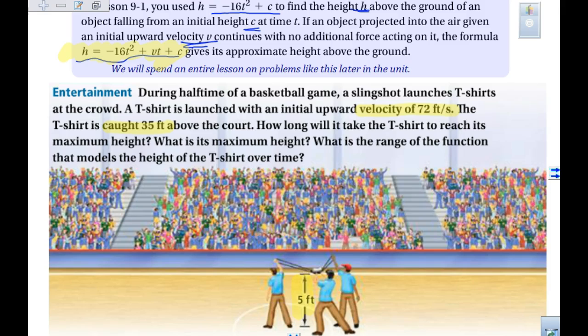So when we look at this problem, they're launching it, right? And it's going up in the air. Any of you ever been where they're launching t-shirts? It doesn't usually go in a pretty straight trajectory. It usually kind of goes up and comes down. That's the shape of our parabola. Where is it starting? They're starting it at 5 feet. It's going up. We know the velocity is 72 feet per second, and it's going to be caught at 35. And the question they ask is, what's the maximum height? If you're going to find the maximum height, that's the what of our vertex? The maximum height. That's one of our vertex points, right? That's either the x or the y. And then it says, what is the range?